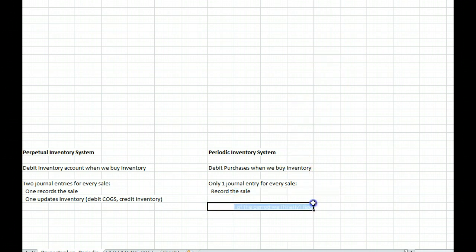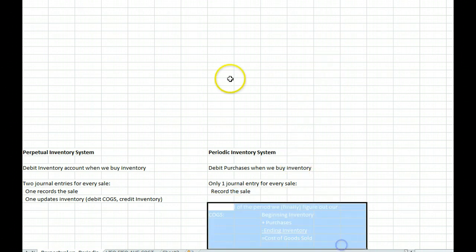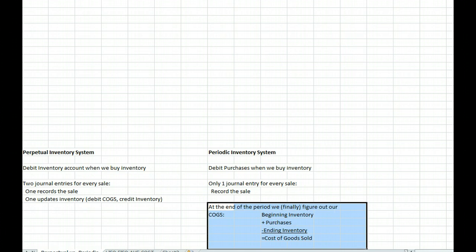and we record the sale. Then when we get to the end of the period, we finally make an effort to figure out what our cost of goods sold was. And we use the formula, beginning inventory plus purchases minus ending inventory equals our cost of goods sold.